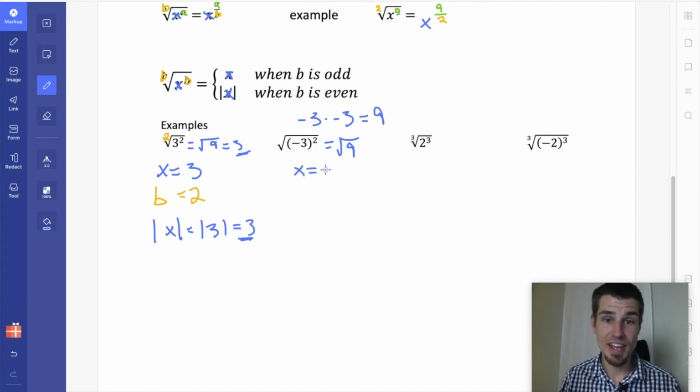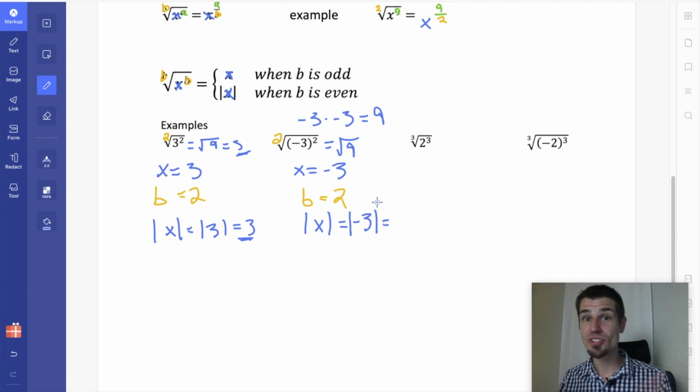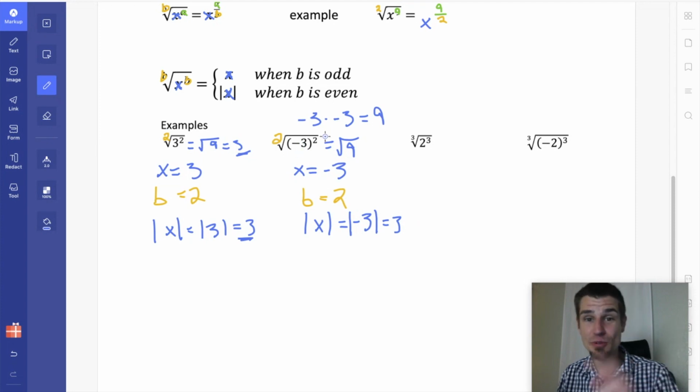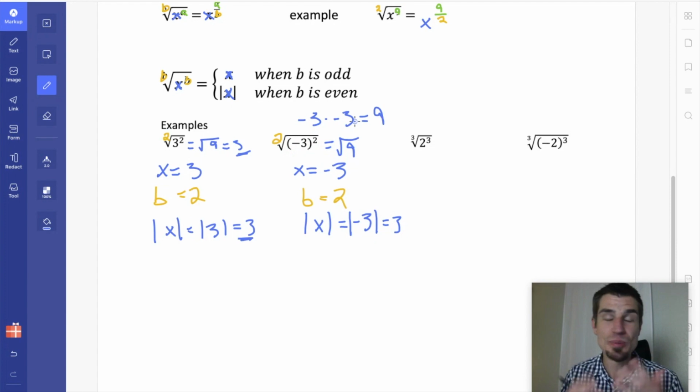Well, in this case, x is negative 3. B is 2. Remember, these have to be the same. Whatever those things are, that is b. B is 2. So because b is even here, our answer is the absolute value of x. Our x here is negative 3. So we're taking the absolute value of negative 3. Remember, the absolute value turns stuff into a positive number if it's not positive already. So this is 3. The reason the square root of negative 3 squared is 3 is because of this beautiful and amazing definition of how we simplify radicals.